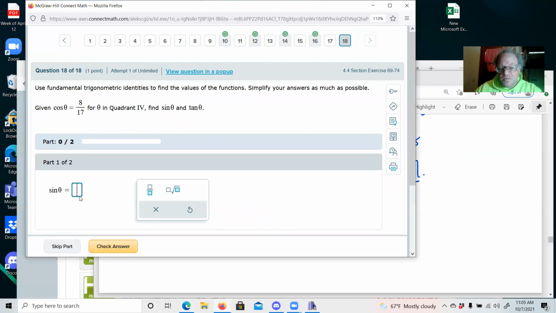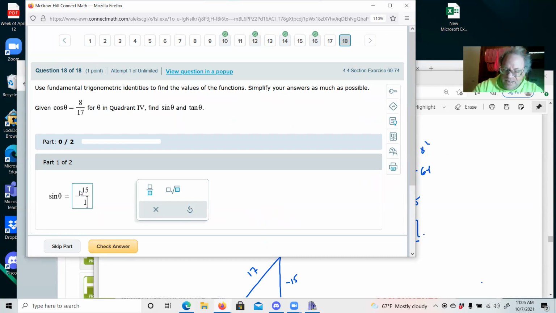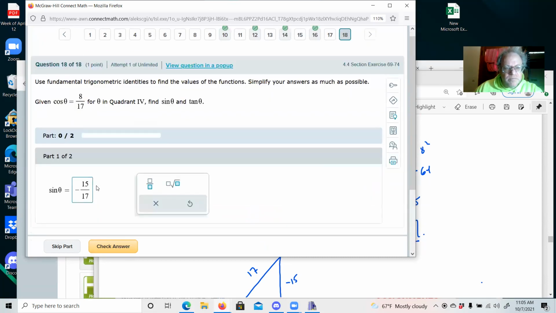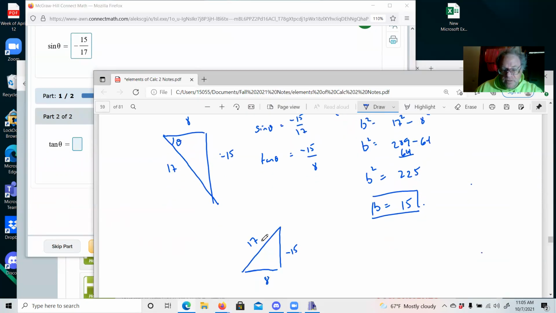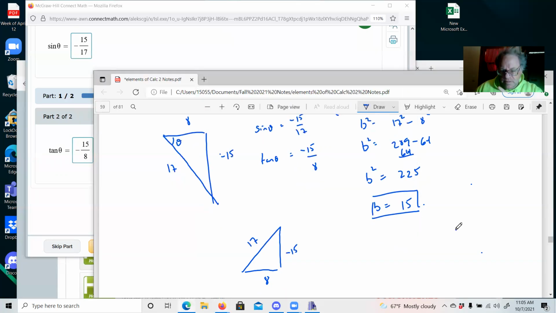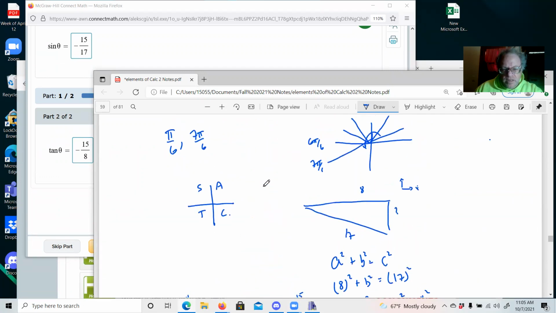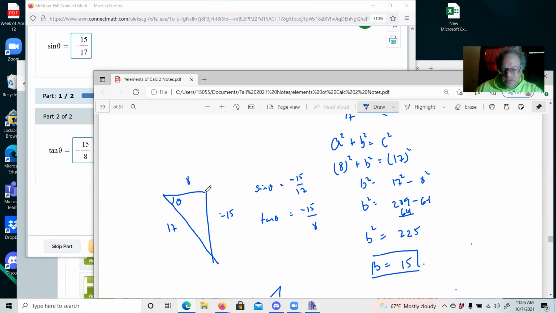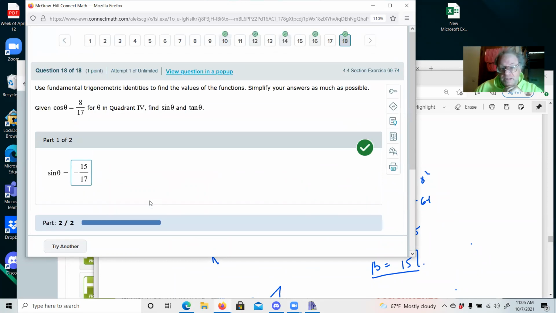So we're going to say, what is this? This is going to be negative 15/17. So negative 15/17. And what are we on here? We are on negative 15 over 8. Opposite over adjacent. Here we go. Opposite over adjacent, negative 15/8. And then that's it. So I will leave the rest of this to you guys.